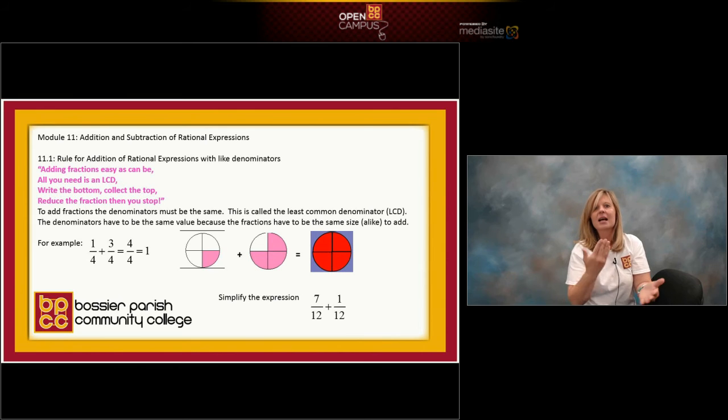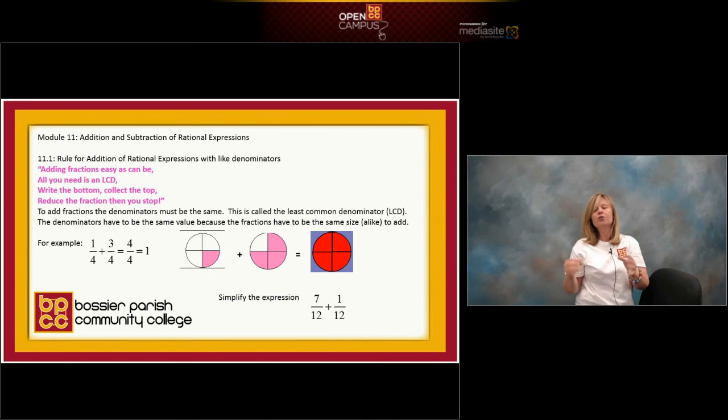So the song makes sense. Adding fractions easy as can be. All you need is an LCD. That tells you check. Make sure your denominators are the same. Okay, they both have 4s. They're the same, so I can proceed. Write the bottom. The bottom is a 4. I write it. Collect the top. Collect means to bring together the numerators. In the numerator, 1 plus 3 is 4. Now that I have it as one fraction, 4/4, I have to see if I can reduce that. And 4 over 4 is divisible. It will divide and make 1. If you had 4/4 of those pieces, you would have one whole circle.